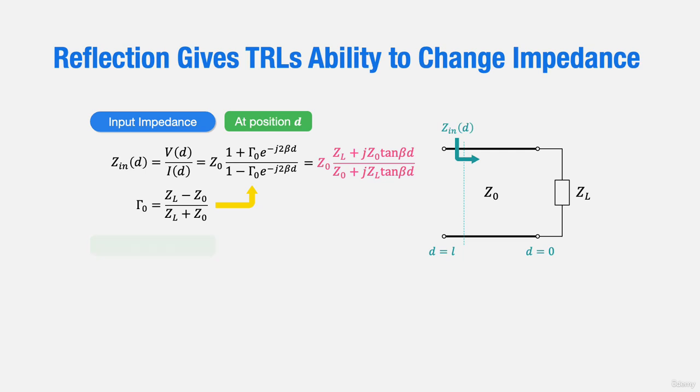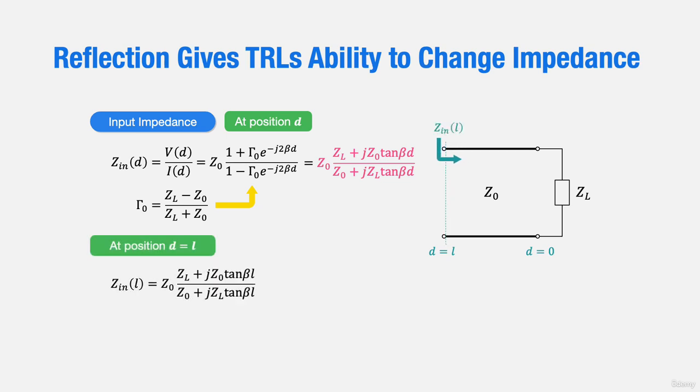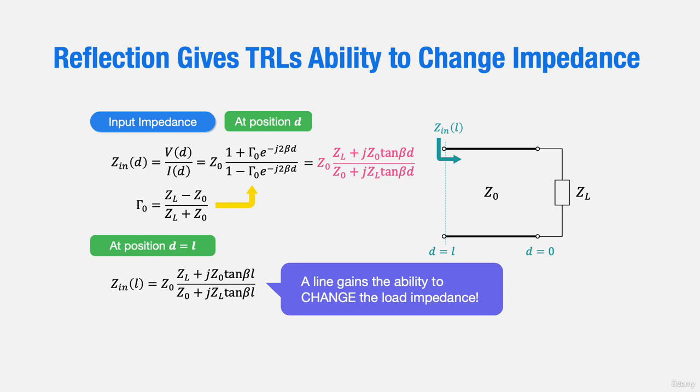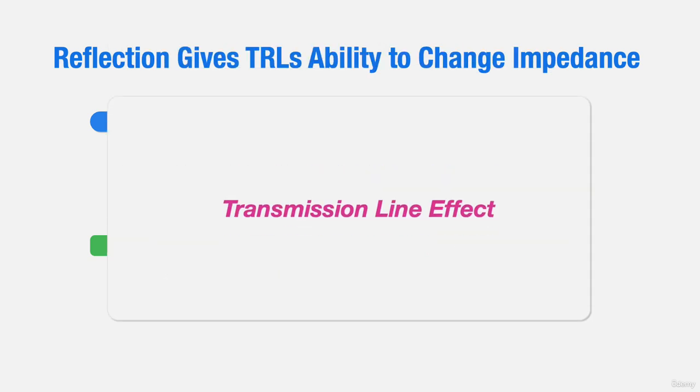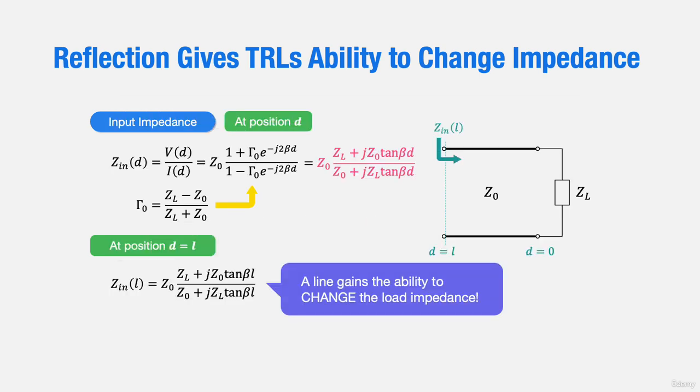When we examine the line from position L to the right, the impedance we observe now may not be exactly equal to ZL. This is because reflections can cause the line to alter the load impedance. This phenomenon is known as the transmission line effect, and it is an important discovery.